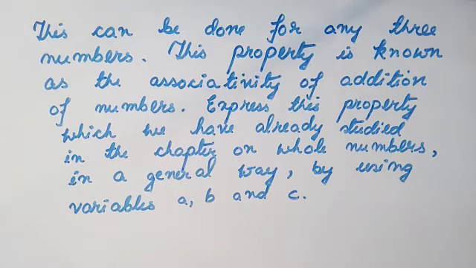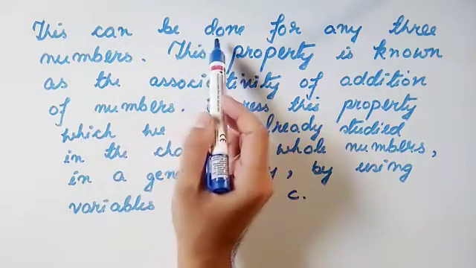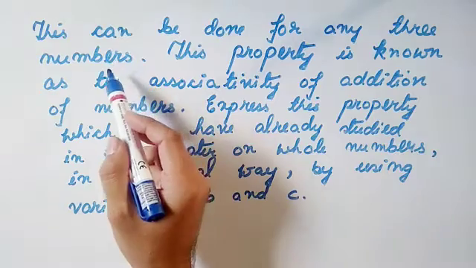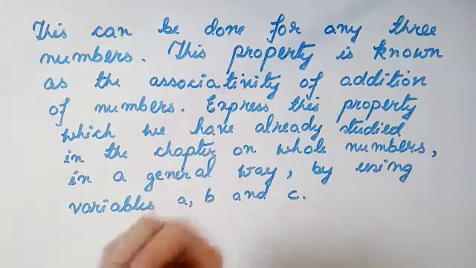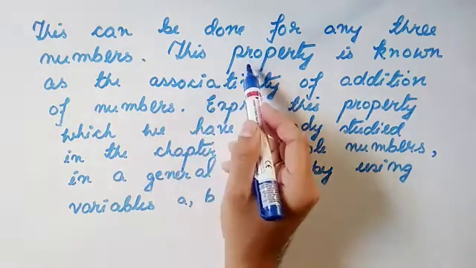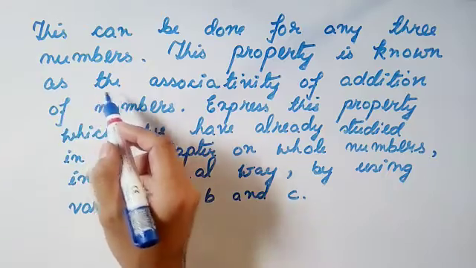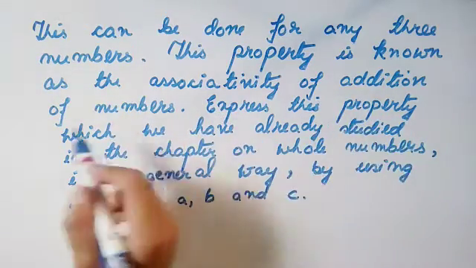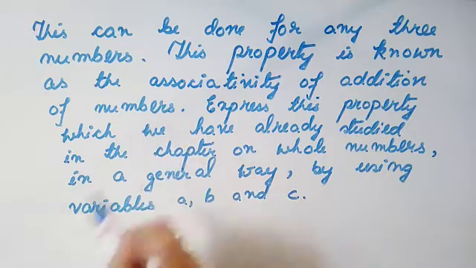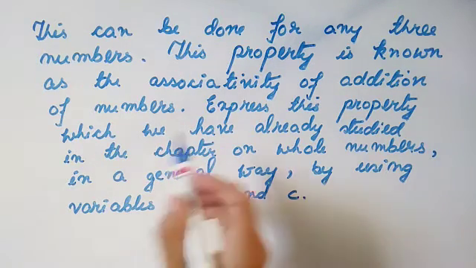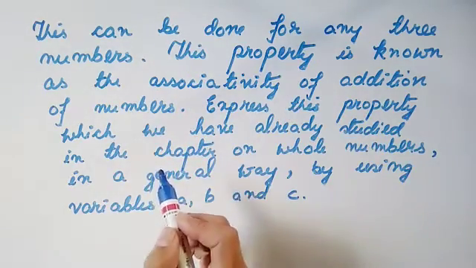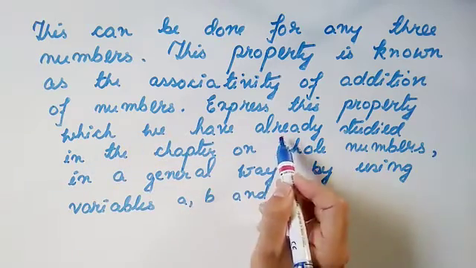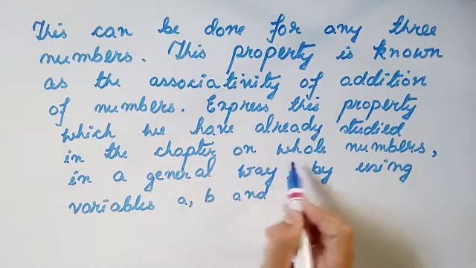So students, the question further says, this can be done for any three numbers. That is the way of adding. We can add any three numbers in how many ways? Two ways. So this property is known as the associativity of addition of numbers. We have already studied associative properties. It says, express this property. This property means the associative property, which we have already studied in the chapter on whole numbers.